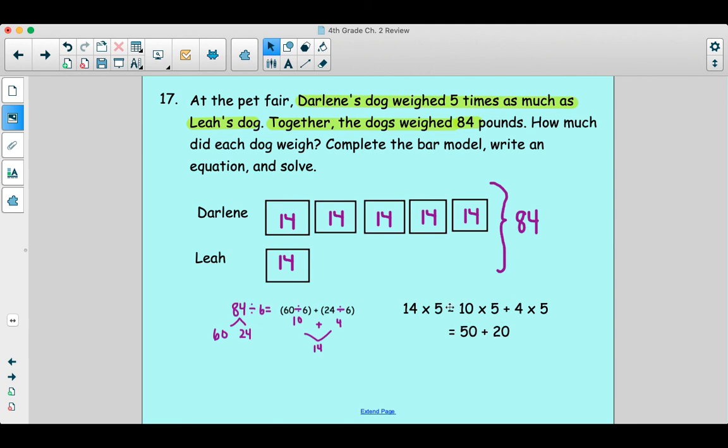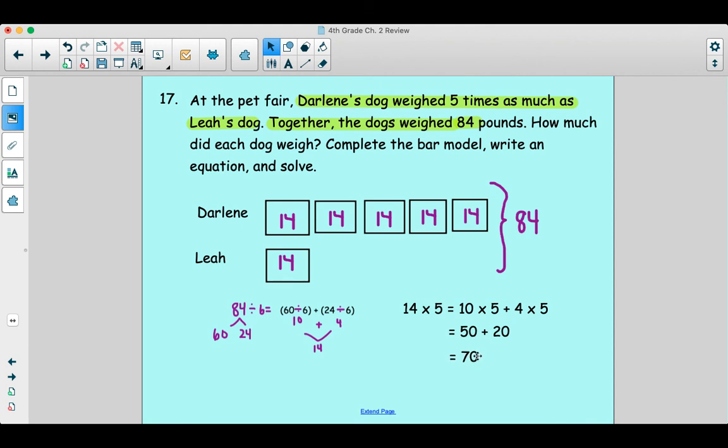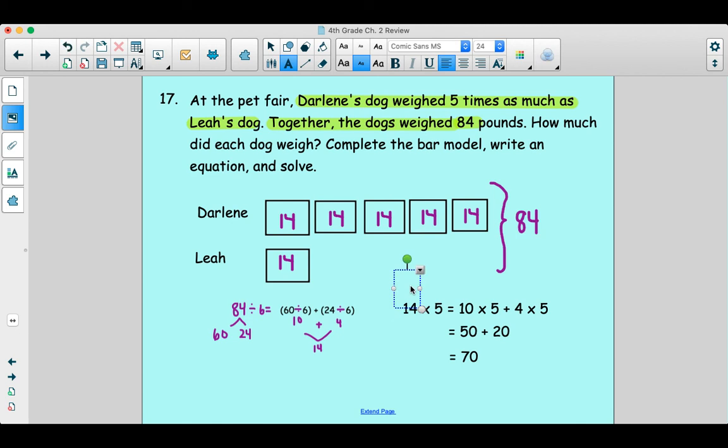So that makes 70. So this is just equal to this up here. And this is equal to 70. That's why I'm writing all these equal signs. I know it kind of looks funny sometimes like that. So this represents Darlene's dog. And then, of course, you need to actually say Darlene's dog weighs 70 pounds, Leah's dog weighs 14 pounds. Make sure you put it in a sentence. Make sure you do all parts of the story.